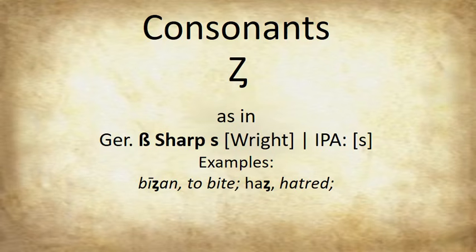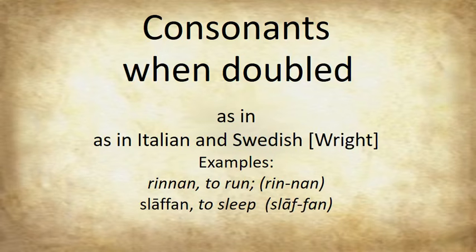to bite, Hass, hatred. And finally, when consonants are doubled, you would pronounce them as you would in Italian and Swedish, according to Joseph Wright. So if you see a word like rennan, you pronounce both Ns, as rennan. You don't pronounce it as rinnan. Another example will be slafan, to sleep. And our previous word rennan means to run.